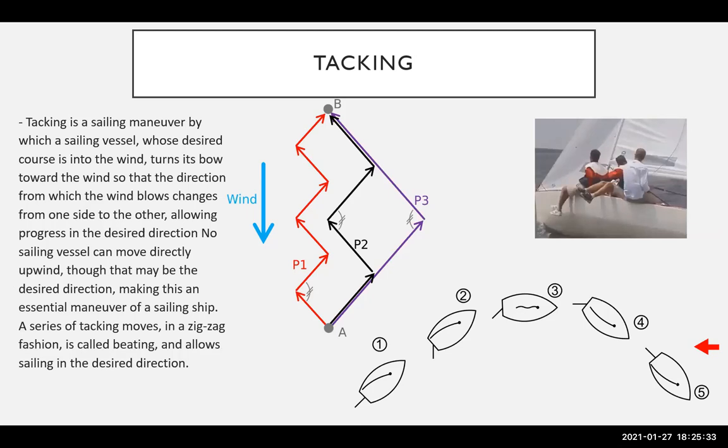Tacking is a sailing maneuver by which the vessel, sorry, I'm reading the wrong screen here.